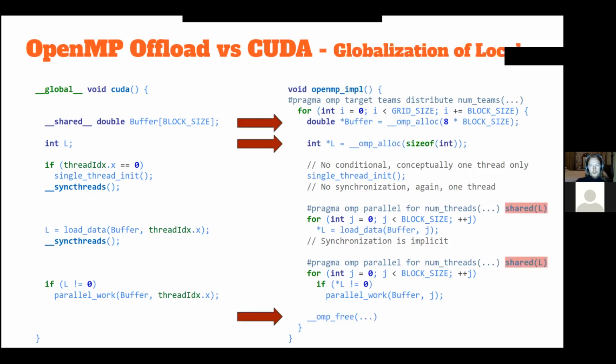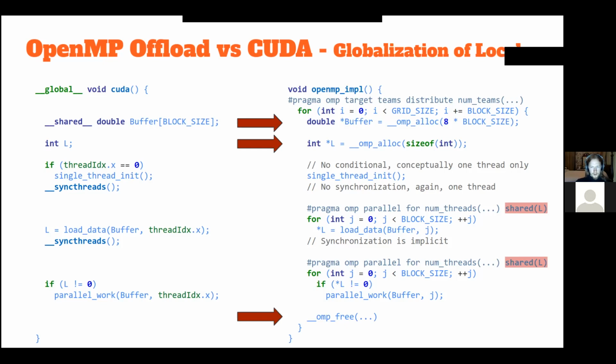So the first problem is the globalization of local variables. Now, CUDA and the GPU itself have the default thread sharing method of being thread private. So data cannot be shared between threads by default. And this is in direct contrast to the memory model of OpenMP, which stipulates that all variables should be able to be shared by the threads inside of a team.